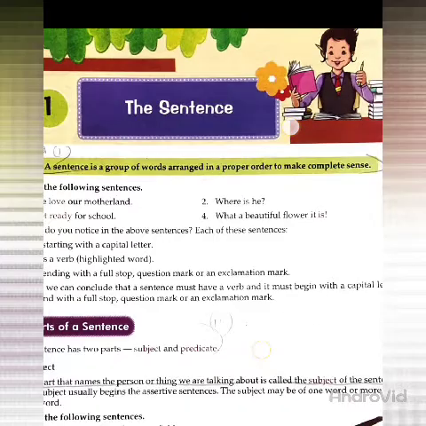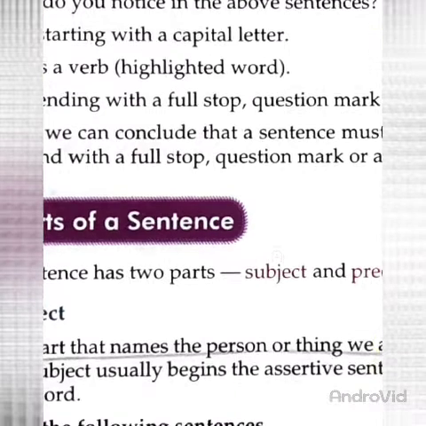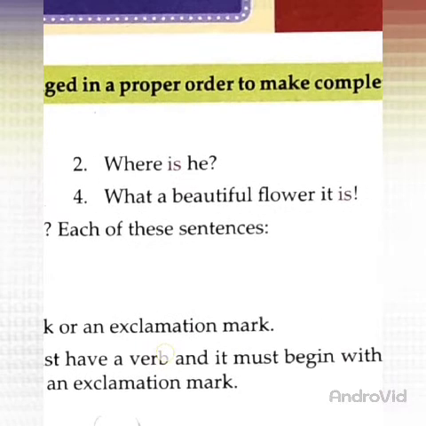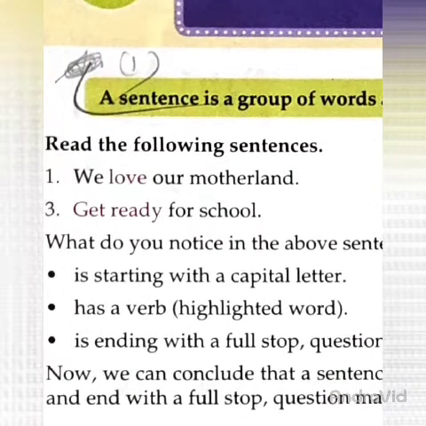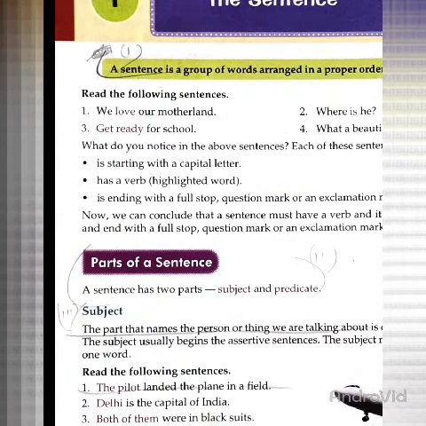Okay, so these are four sentences. These four lines make complete sense and are in proper order, right? So that is why these are complete sentences. Now let's start with the second one. What do you notice in the above sentences? Each of these sentences starting with a capital letter has a verb, highlighted verb. Highlighted means the words which are in red. Number one, love. Number two, is. Number three, get ready. And number four, is. So here these are verbs.